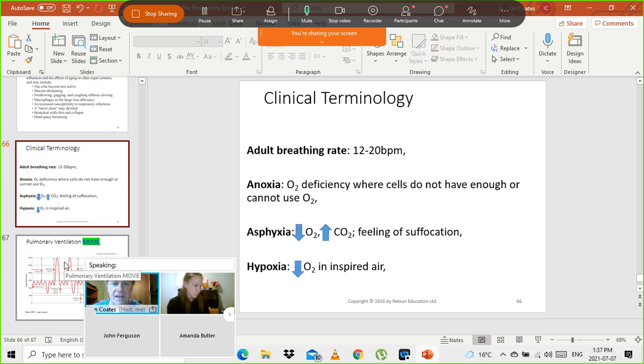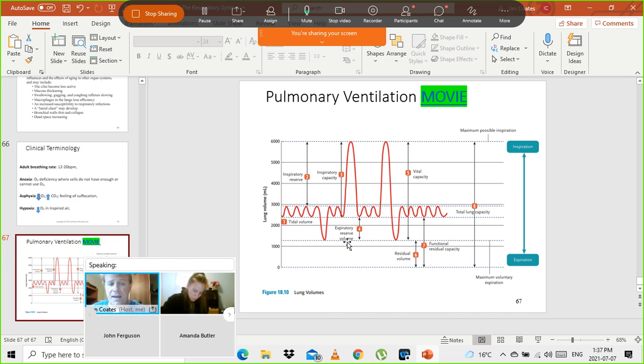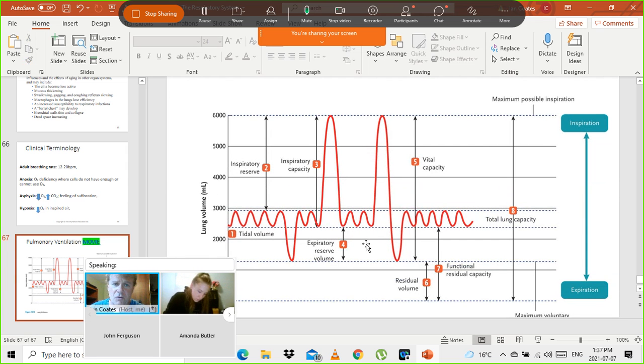We've got that there. Asphyxia, hypoxia, anoxia. Please know those three. And this one here, I'm not going to go too crazy on. This is where they hook you up to a machine, and they measure your breathing rates. And I just wanted to show you this.